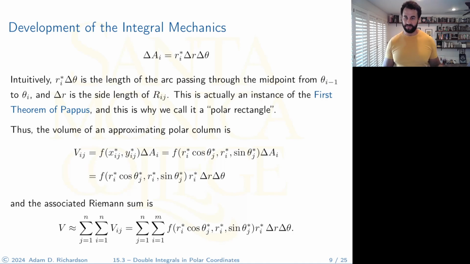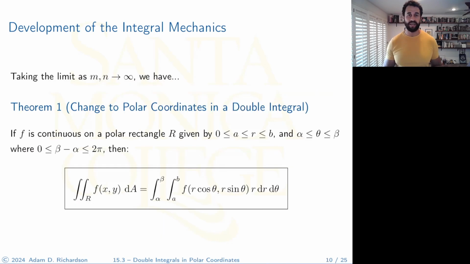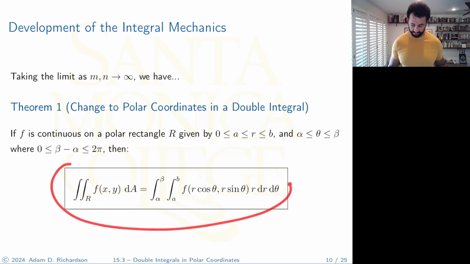Then we're going to add up all of these volumes, and that will give us an approximation of the actual volume itself. So we add them all up. That gives us an approximation. And then this is what our formula looks like. Maybe now you can guess what's going to happen next. You take the limit as m and n go to infinity, and we have, voila, change to polar coordinates in a double integral. So this is how you do it. If you want to take a double integral that's written in terms of Cartesian coordinates and you want to convert it into an integral that's written in terms of polar coordinates, this is what you do.